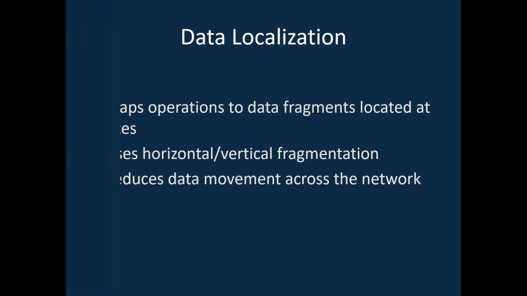The second step is data localization. What happens in this localization? Once the logical query plan is built, the system identifies where each required piece of data physically exists. Because data may be horizontally or vertically fragmented or even replicated, the system maps operations to physical locations. For example, let's say the customer data is on site A and the orders are on site B. The system must plan how the join between these is executed.